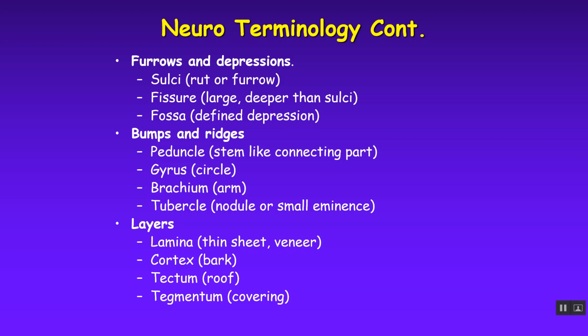So if you hear the term lamina, cortex, tectum, or tegmentum, those are describing different layers and different regions of the nervous system. If you see that come up in a textbook you're reading, you go, oh, that's just describing a layer. We have the cortex on the surface of our brain. We have the tectum, which is the roof of the midbrain. Well, I'll show you that when we get to the brainstem. Okay.